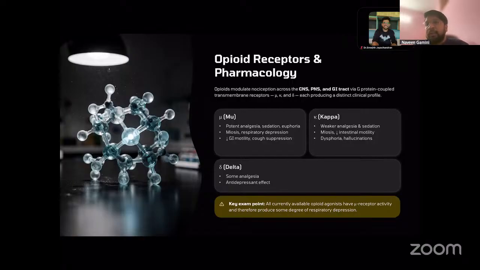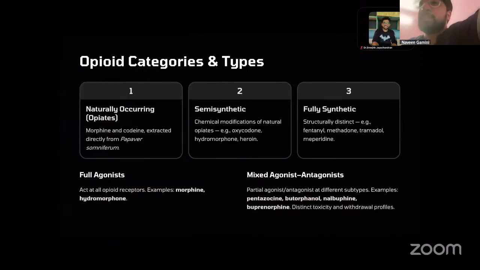The key exam point here you need to remember is all currently available opioid agonists will always have a mu receptor activity. Therefore, all the mu receptor functions will be produced. And more importantly, you need to understand that there will be some degree of respiratory depression with all the available opioid agonists.